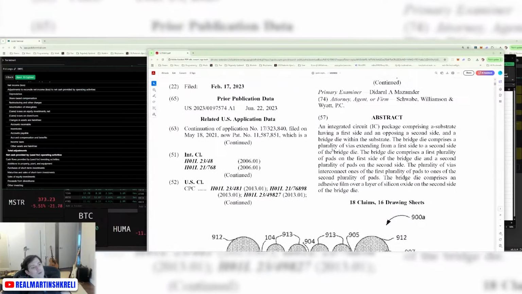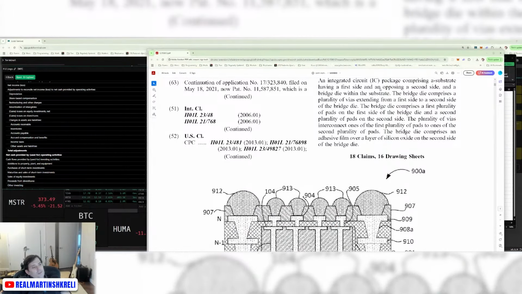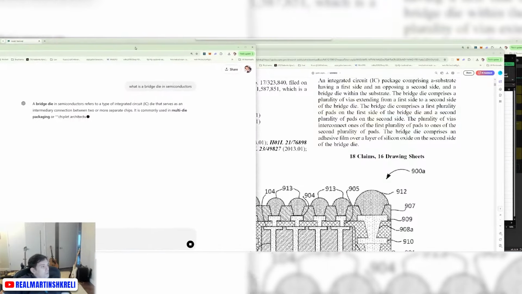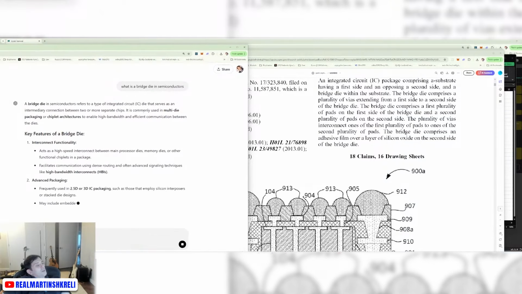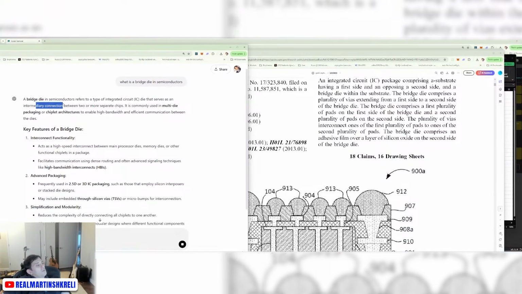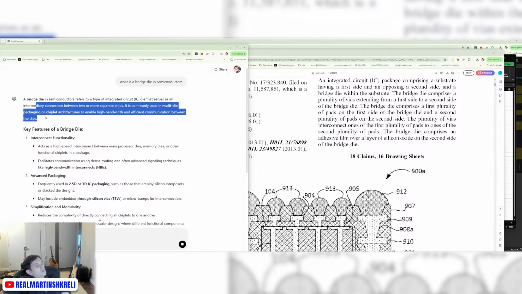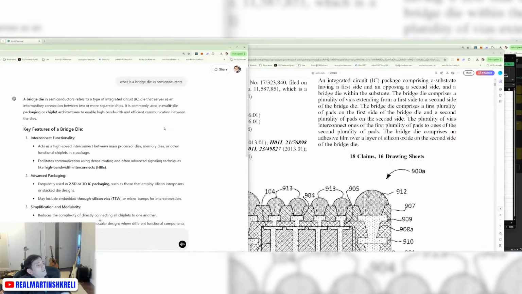So the abstract is an IC package comprising a substrate having a first side and an opposing second side and a bridge die within the substrate. Well, I definitely want to know what a bridge die is because I have no clue. I could just ask ChatGPT here. A bridge die in semiconductors refers to a type of IC die that serves as an intermediary connection between two or more chips. It is commonly used in multi-die packaging or chiplet architectures to enable high bandwidth and efficient communication between the dies.